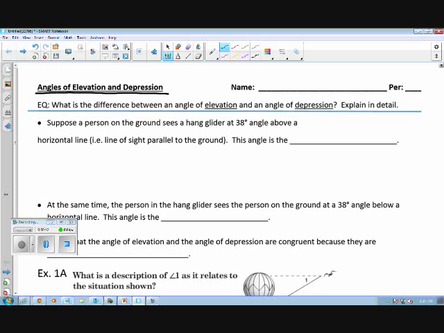Okay, hopefully they're all passed out by now, the worksheets, not anything else. The essential question is, what is the difference between an angle of elevation and an angle of depression? And make sure you explain in detail. So at the end of your notes, you should be writing a paragraph that explains in detail the difference between an angle of elevation and an angle of depression.